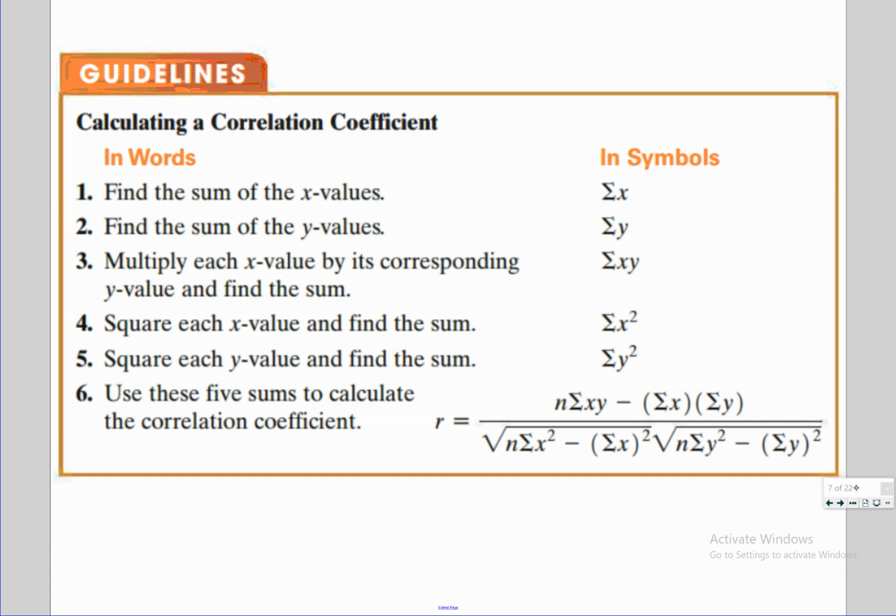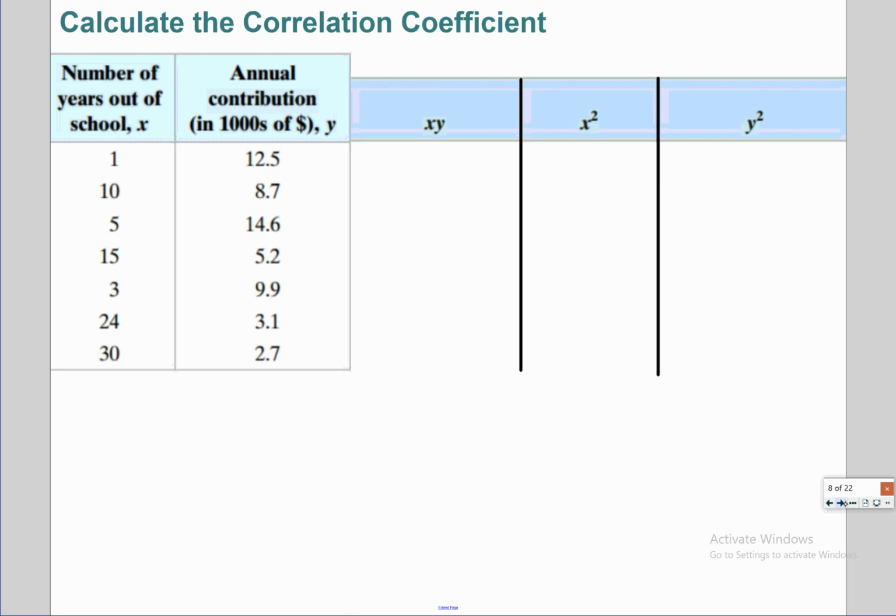We're going to multiply the X and Y, add all those up. We're going to square all the x's, add all those up. We're going to square all the y's, add all those up, and then we plug everything into the formula to get our r value. So just a lot of kind of tedious calculations with this, but the math isn't super difficult. Okay, so here we have number of years out of school as our x, and annual contribution in thousands of dollars as our y. It's the set of data that we're comparing here, trying to find if there's a correlation between the two.